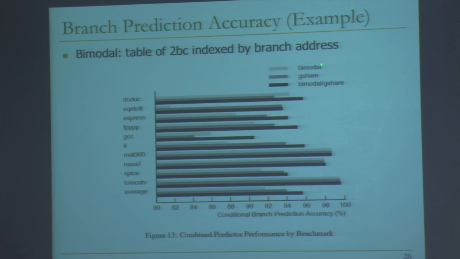Bimodal predictor, just 2-bit counters, gets you to about 91%. G-share gets you to about 94%. And the hybrid gets you to about 96% for these workloads. And some of them are very nicely predictable over here. These are more scientific applications with loops that iterate many, many times. And GCC is a hard application. It's a very irregular application.